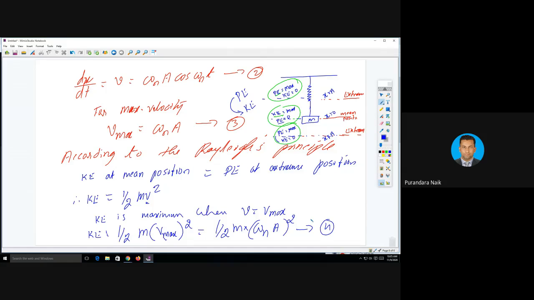Copied? Hello? Copied the equation? Equation number 4. Can anyone answer? Only 5 minutes left. Hello? Copied? Figure also, you need to copy the figure also. Otherwise, you will not come to know this Rayleigh's principle.